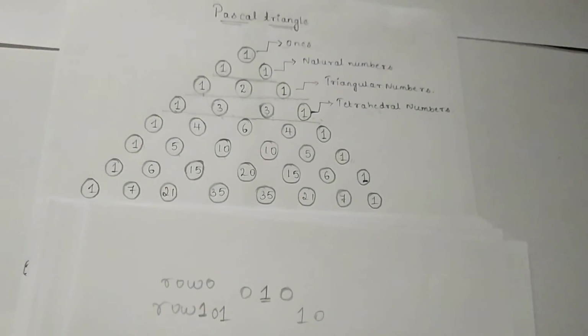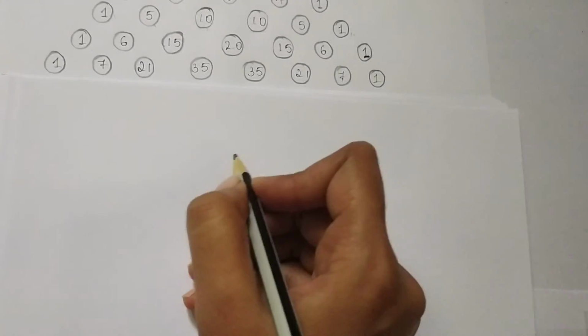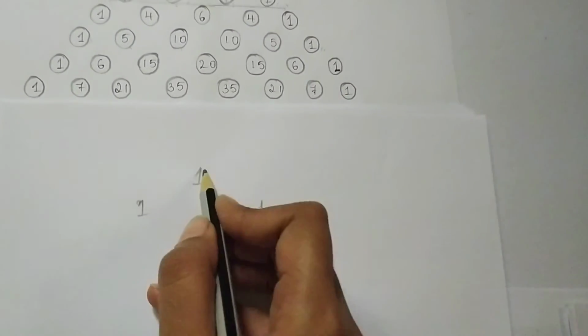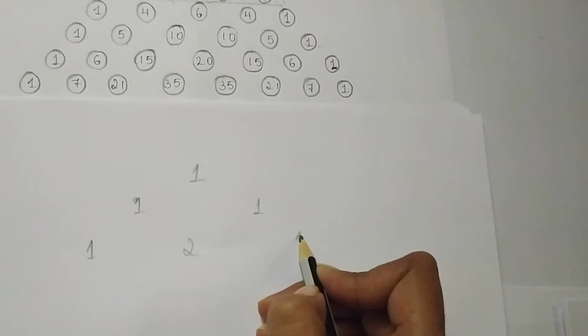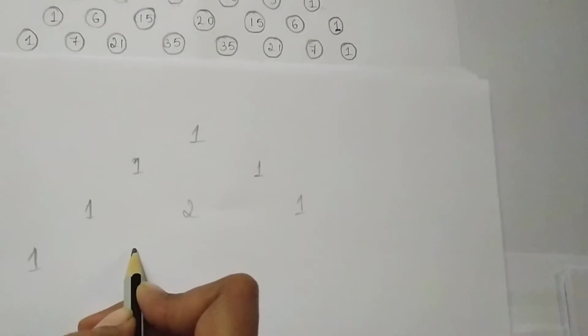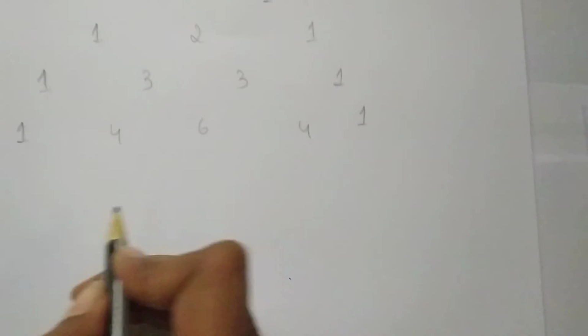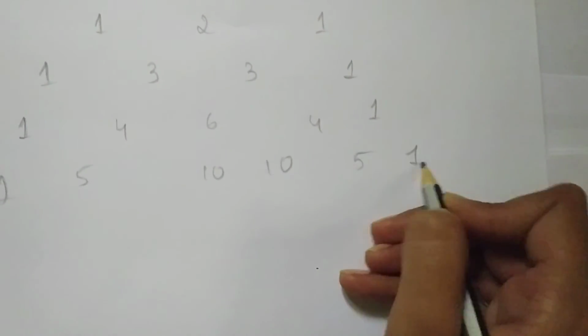Next, let us see what the hidden sequence in this Pascal triangle is. Just once again write down the Pascal triangle here. This is 1 1 1. This is row 0 and row 1, and next is row 2, and next is row 3, and next one is row 4, and next is row 5. Just stop here. This is enough.